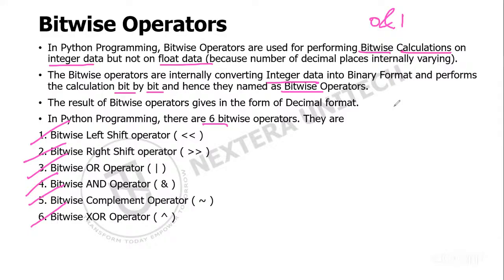Why are they named bitwise operators? Because they perform the calculations bit by bit. Even if you pass an integer, it will be converted from decimal format to binary format, zeros and ones. Then the bit by bit calculations are performed, and the binary number is converted back to decimal format, and then it returns the output. This is what happens internally. We are not going to do any conversion; everything will be done by the bitwise operator itself. I'll start with the bitwise left shift operator. Focus.